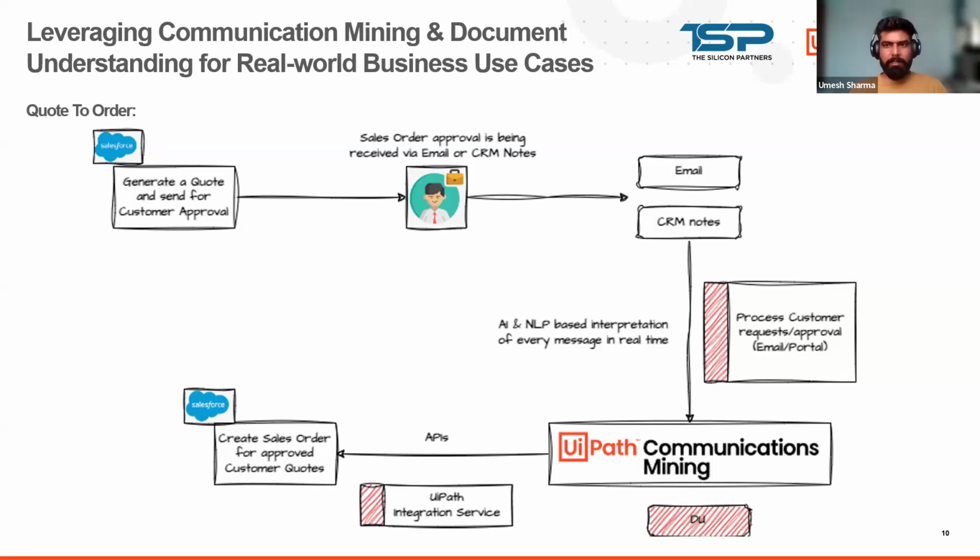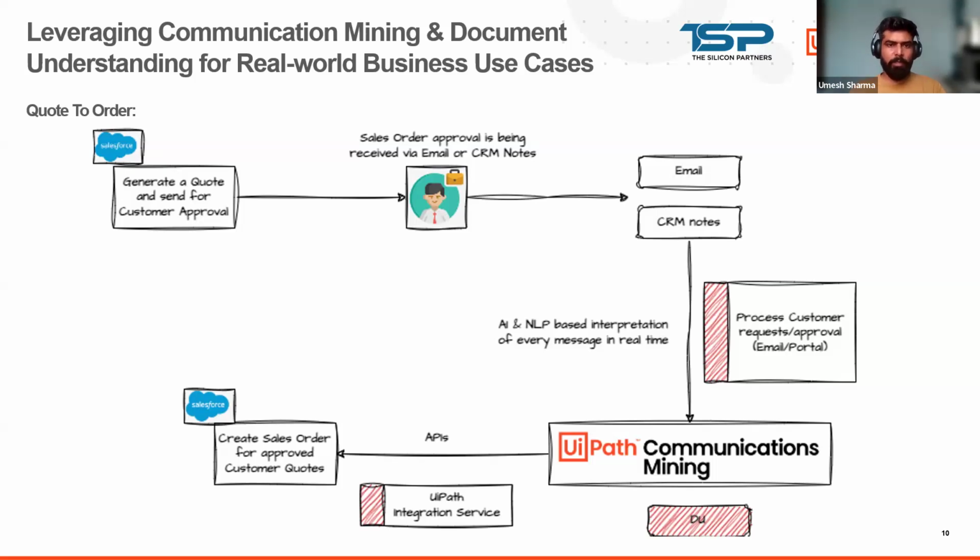In this scenario, it involves automating the creation of sales orders from customer approvals. So here are the detailed steps. Starting with quotation creation in Salesforce, the sales team generates a quotation based on customer requirements. This quotation can include necessary details such as product descriptions, quantities, prices, and terms of sales. Once finalized, the quotation is sent to the customer via email or recorded in the CRM system for customer review.